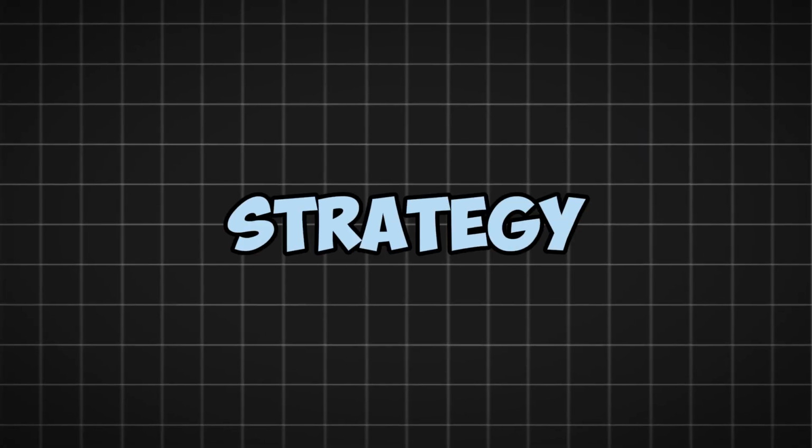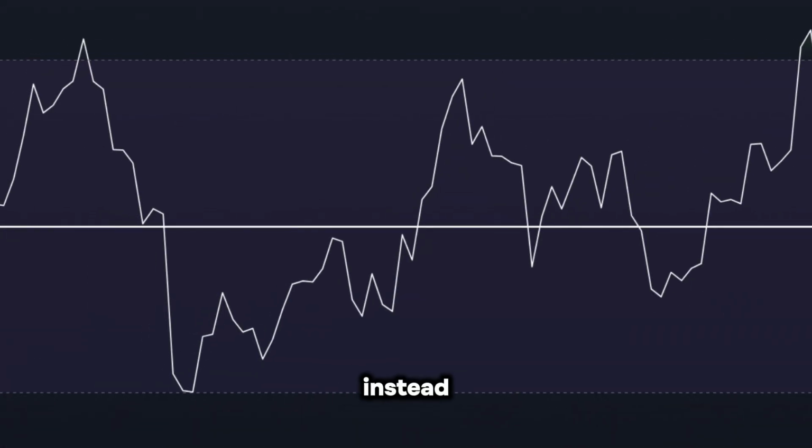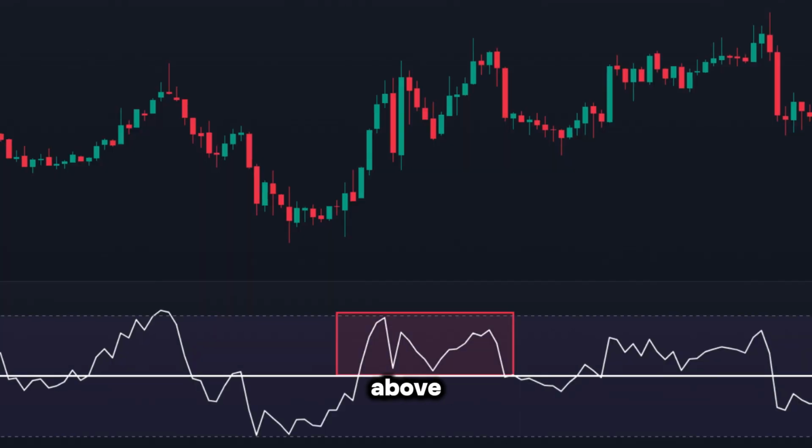However, in this strategy, we won't use the 30 and 70 lines. Instead, we'll focus on the 50 line, which serves as our middle line. When the RSI goes above 50, it's generally considered a bullish signal. When the RSI falls below 50, it's typically a bearish signal.